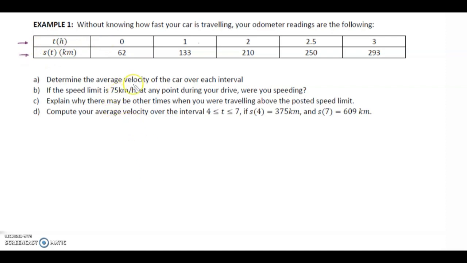Determine the average velocity of the car over each interval. This is a little laborious, but each interval. So we're going to go interval 0 to 1. The average rate of change from 0 to 1 is going to be 133 minus 62 over 1 minus 0. And we're going to get 71 kilometers per hour.